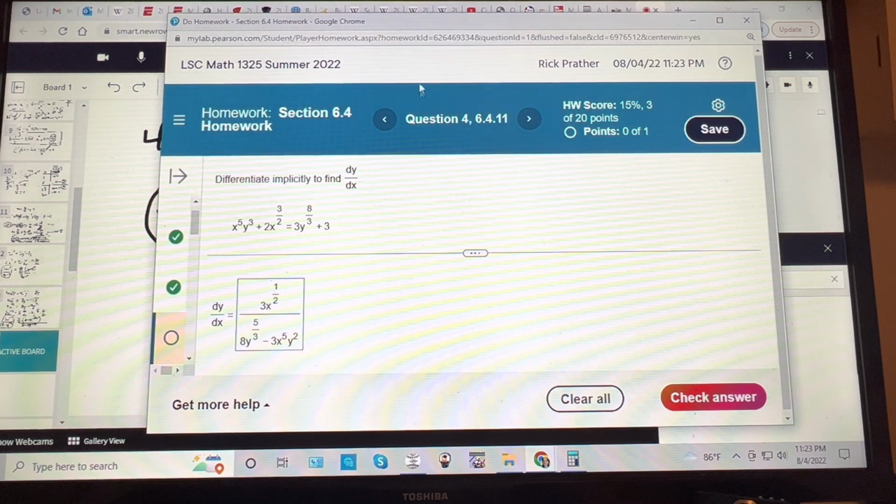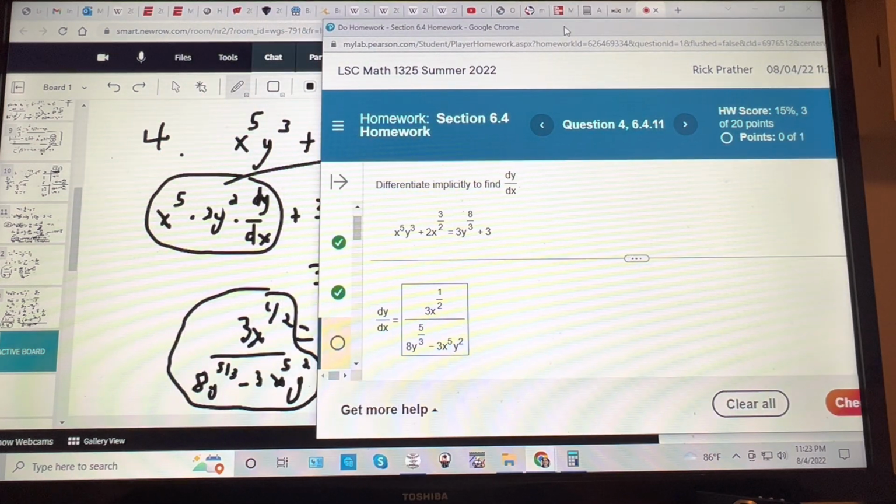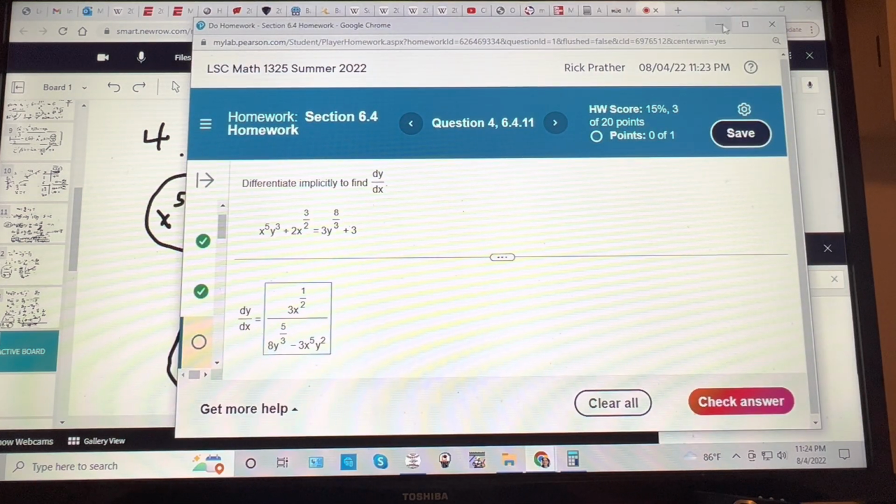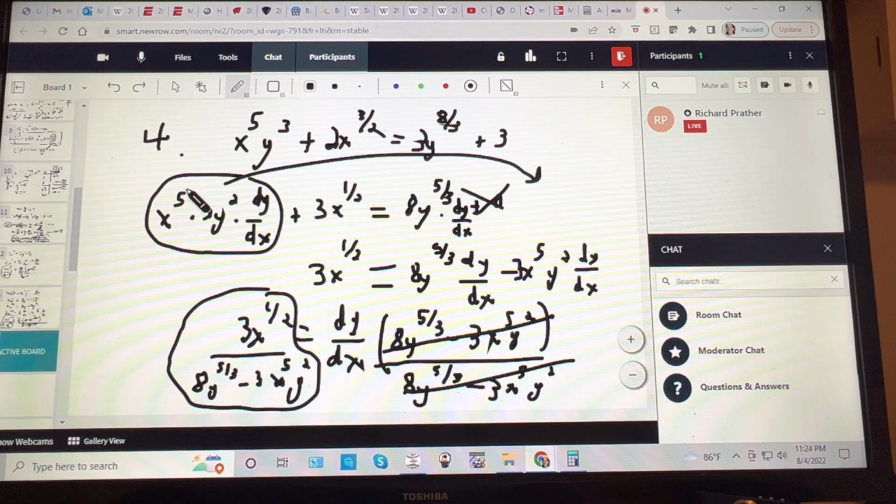Okay. First check, did I mistype anything again? 3x to the 1 half, 8y to the 5/3 minus 3x to the 5th y squared. Nope. Okay, then is anything wrong with it? First, derivative of the second. Yeah, I didn't finish. The product rule is what happened. So I was only halfway through the product rule right here. First times derivative of the second, and I forgot to do, and the second times the derivative of the first, which would be 5x to the 4th.